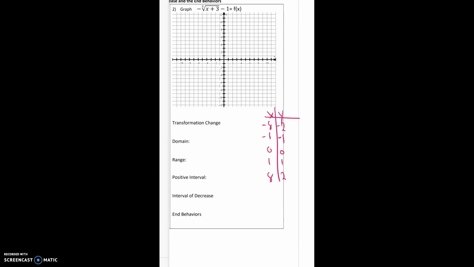Okay. So the negative is I will have a flip. All flips are over the x-axis. We are not flipping over the y-axis. The 3 is going to make it go left 3, and the 1 will make it go down 1.